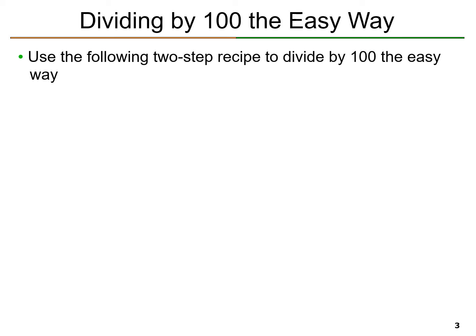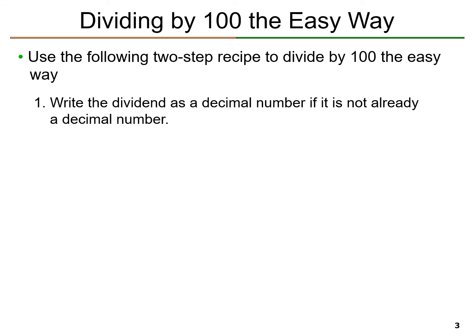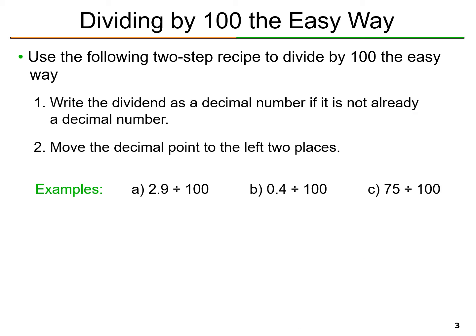Dividing by 100 the easy way. Again, use the following two-step recipe to divide by 100 the easy way. Step 1, write the dividend as a decimal number if it is not already a decimal number. And I forgot to mention, remember the dividend is the number that's being divided up. Step 2, move the decimal point to the left 2 places this time. Let's work a few examples.